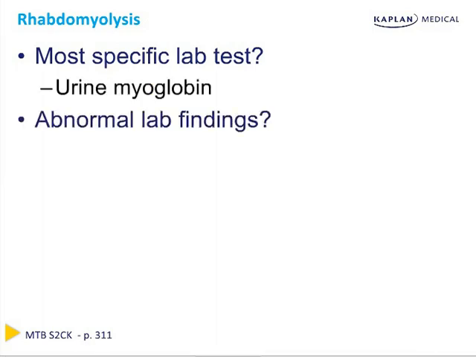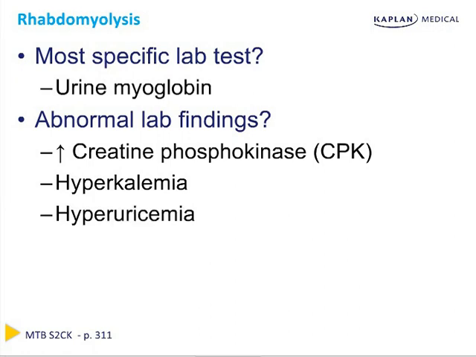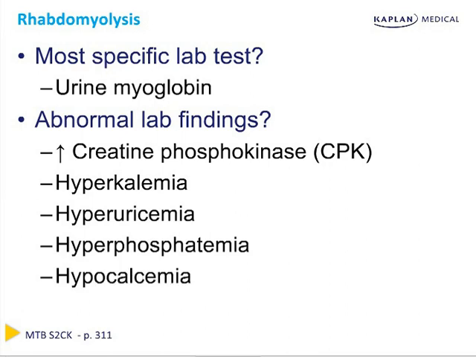Other abnormal lab findings that they may describe in the clinical vignette include elevated creatinine phosphokinase, or CPK, hyperkalemia, because as muscle cells break down, they release their intracellular potassium, hyperuricemia, because uric acid is also present intracellularly, and elevated phosphate. All of these substances are elevated in rhabdomyolysis because they are all present in high concentrations inside the cells, and they spill out into the serum when cells are damaged. Hypocalcemia is often also found because calcium in the body binds to the excess phosphate in the serum.